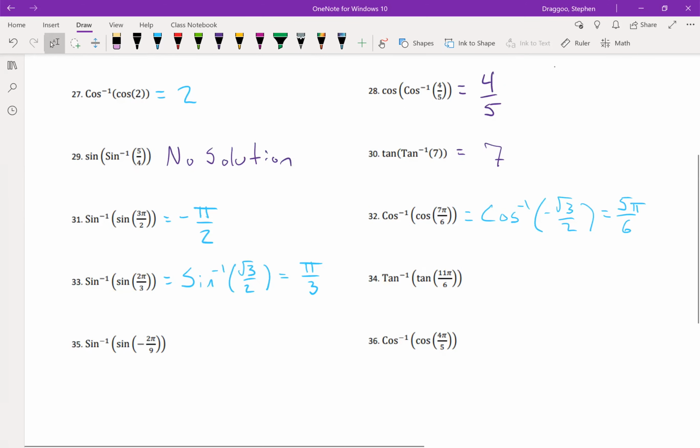So I want the tangent inverse of the tangent of 11 pi over 6. So I want an angle that has the same tangent value as 11 pi over 6, but that fits within the restriction. That must be at negative pi over 6.